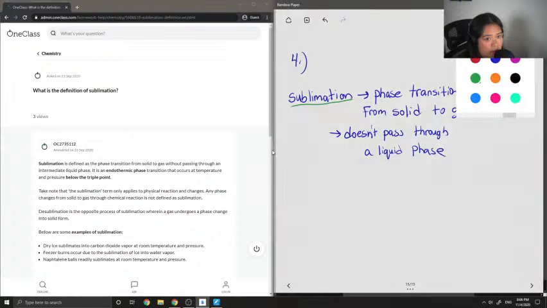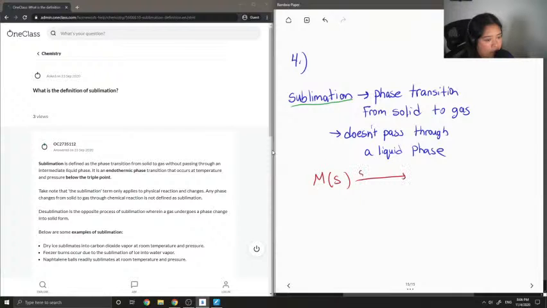And then I'll just write out, let's say we had a metal solid. When it sublimates, each metal may have a certain sublimation temperature, and once it reaches that temperature, it'll turn into a gas.